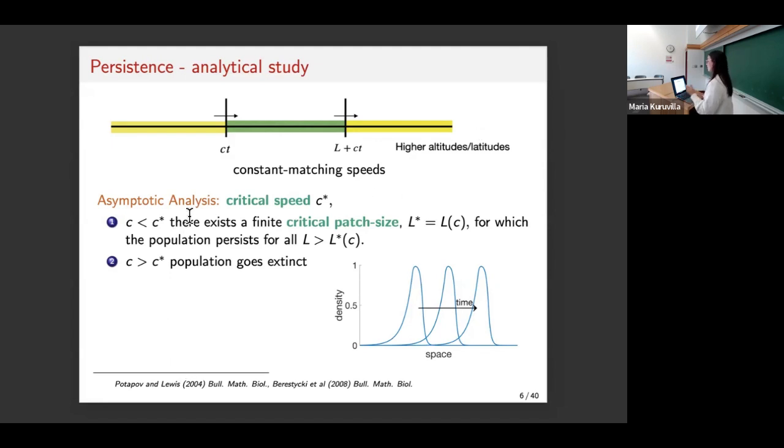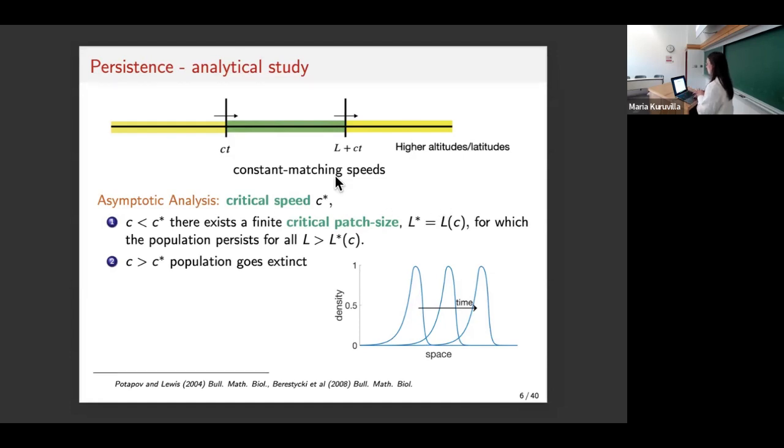So this is what is called asymptotic analysis. We say, okay, go forward in time. When do we see the population persist? When we frame this mathematically, we're asking, when do we see the zero steady state become unstable? It turns out there is a critical speed, c star, such that for all speeds c less than c star, there exists a finite critical patch size, for which the population persists for all L greater than L star, where L star is your critical patch size.